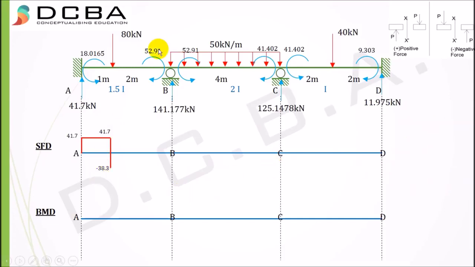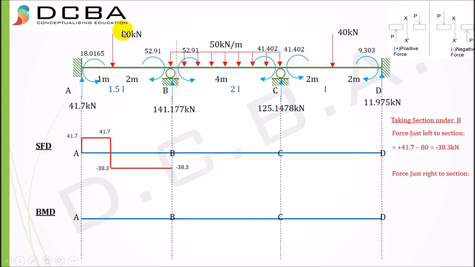Now our next point is the support B. So taking section under B, and again taking the section just to the left of B, considering the left part of the beam, there are only these two forces, no other force in between. Moments are not considered in shear force diagrams because they do not have any impact on the shear force diagram. Hence they are not included. But there is no other force other than these two forces. So our shear force will remain the same, that is minus 38.3, and we'll plot it.